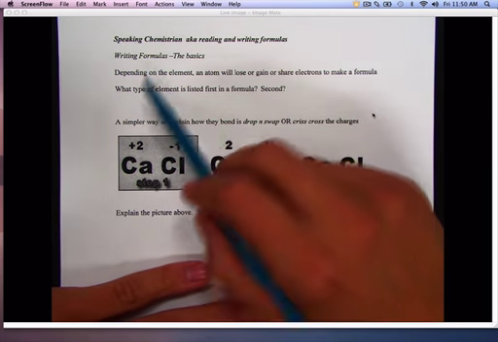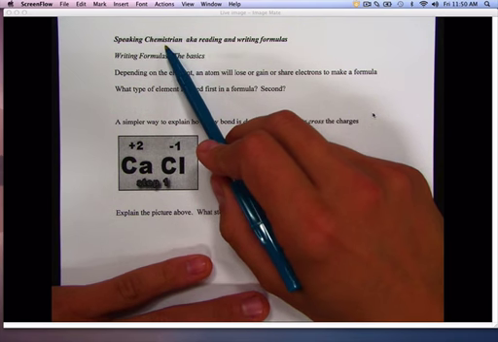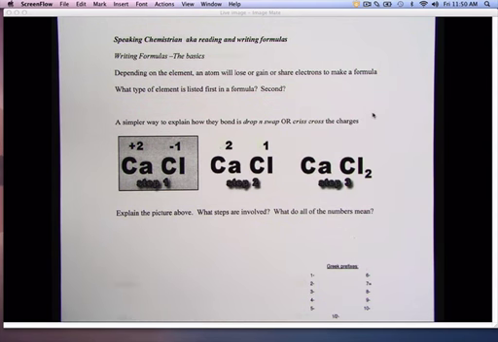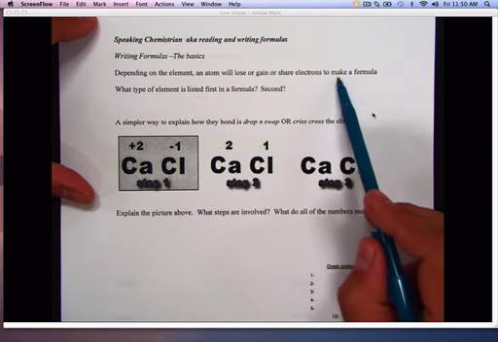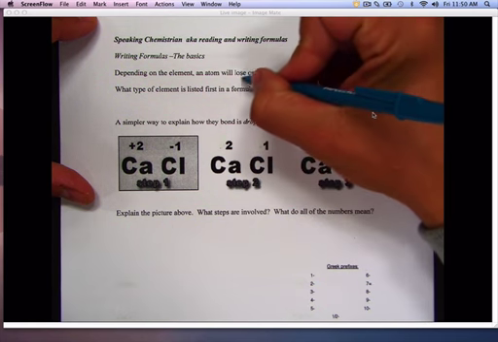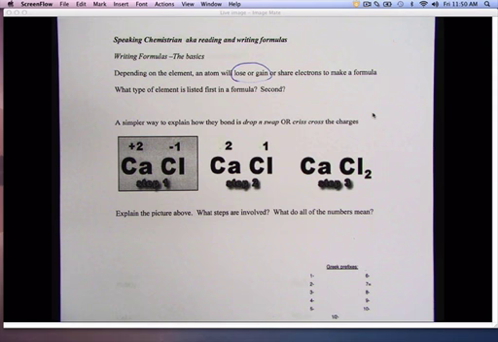So, the basics. Speaking chemistry, because really chemistry has kind of its own language, right? And it's really based off of Latin. So hopefully it makes a little bit of sense when we get through this. So when we're writing formulas, depending on the element, an atom will lose or gain electrons to share to make a formula. Remember, when they lose or gain electrons, this is when they make a charge or an ion, and they're going to make a cation or anion.